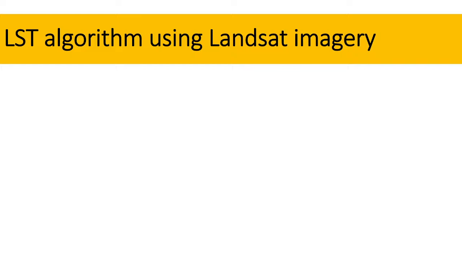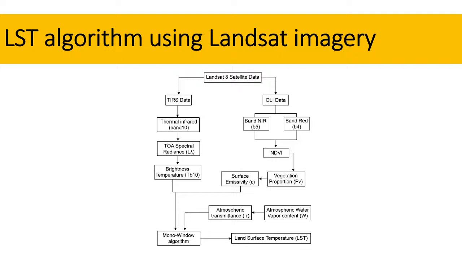First of all, we have to know how we can easily make the LST using Landsat imagery. So at this time we talk about this algorithm, which we use to extract the information of LST, or land surface temperature, using Landsat imagery. Here we use Landsat imagery, suppose Landsat 8. From the Landsat 8 OLI data we can get two bands. One band is the near infrared band, another is the red band.